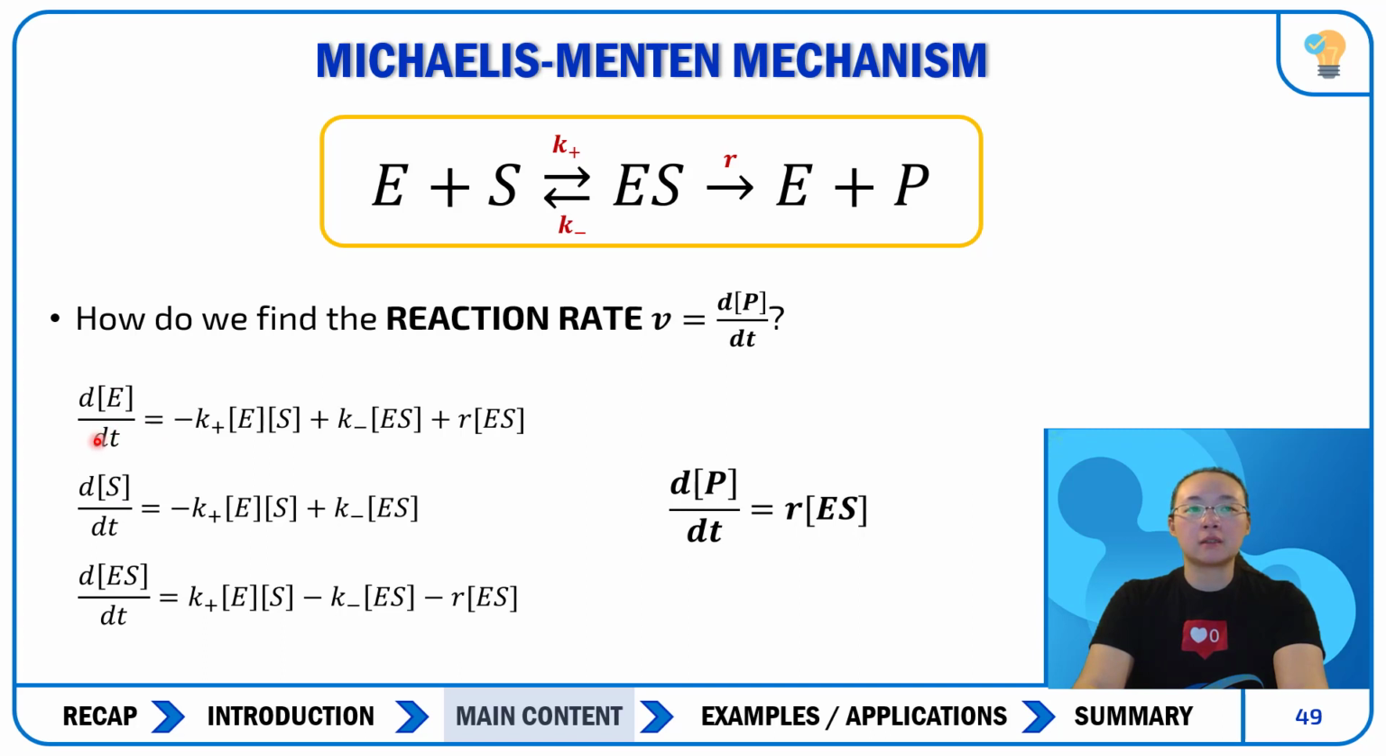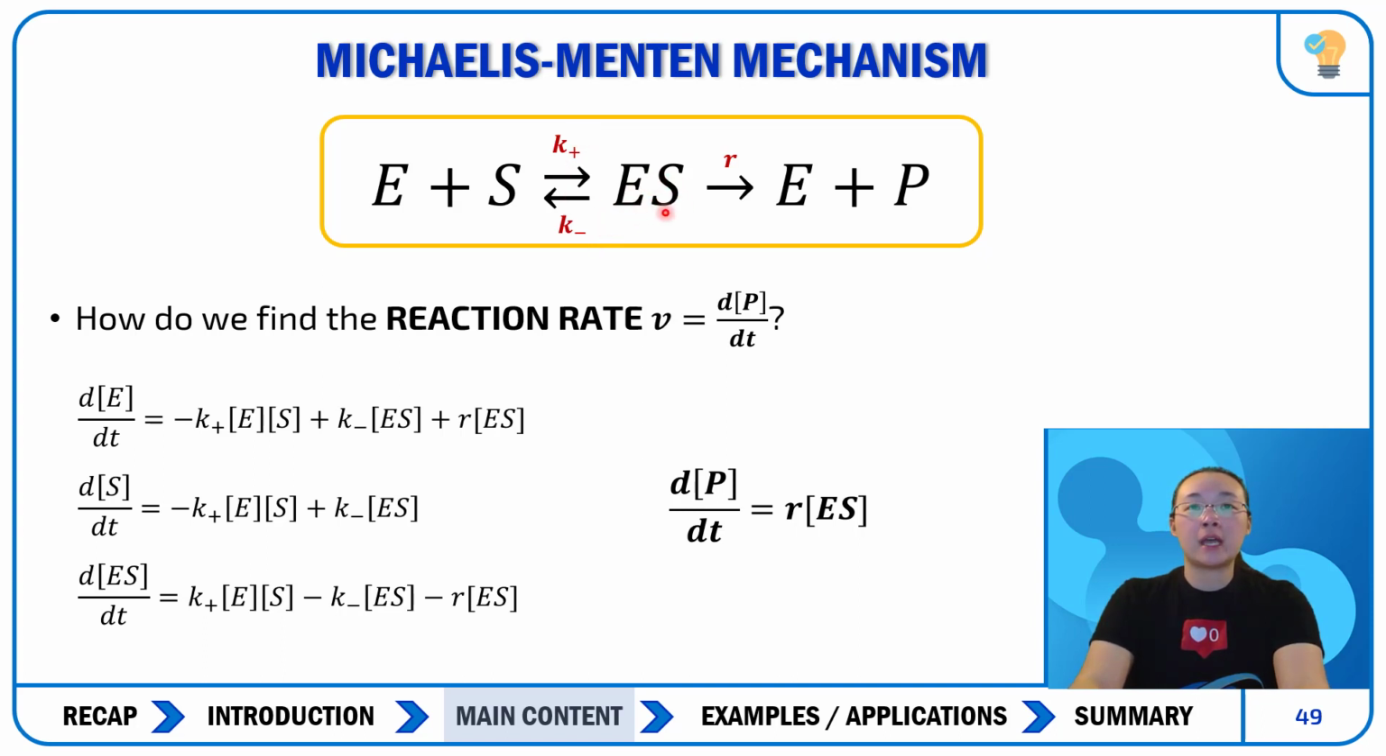If I have the rate of E with respect to t, it's going to be how many different ways I can remove or add E. So I can remove E by taking it away and putting it towards ES. That means I have to do negative K plus times E times S. That means it's going to give me the concentration of E times the concentration of S times the forward reaction rate, and that is going to take away the amount of E that I have in the system.